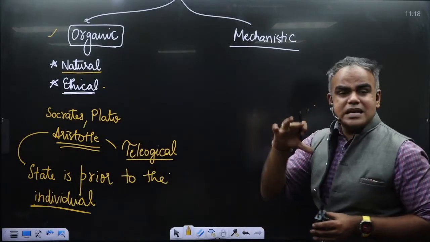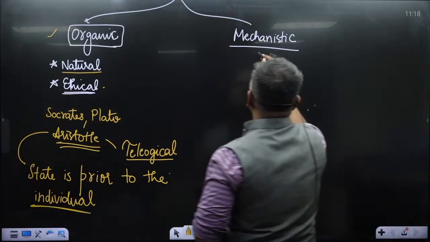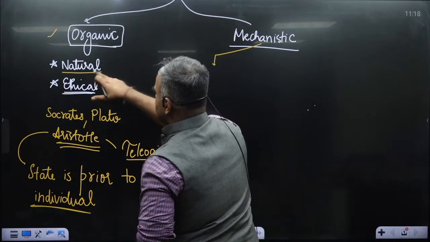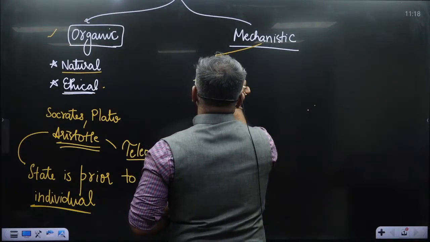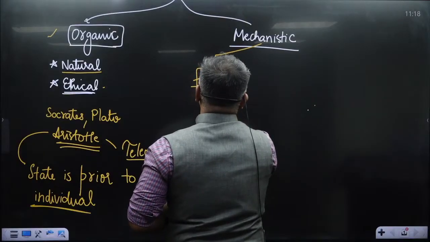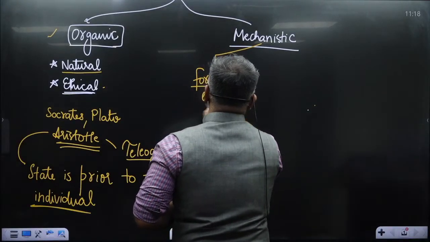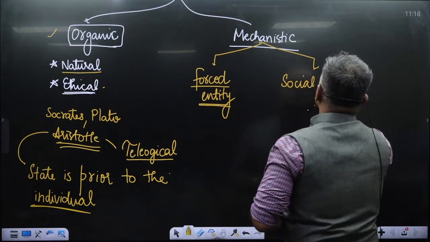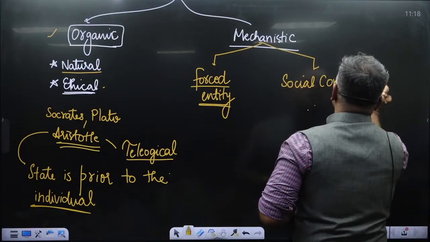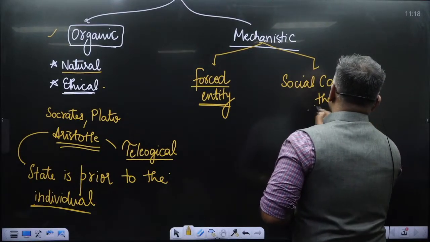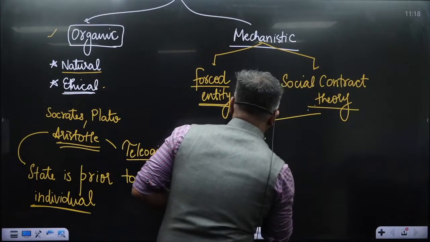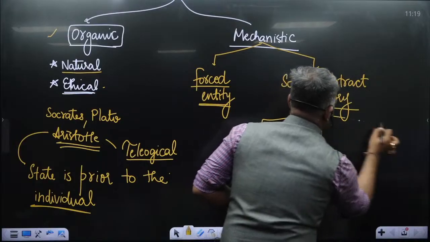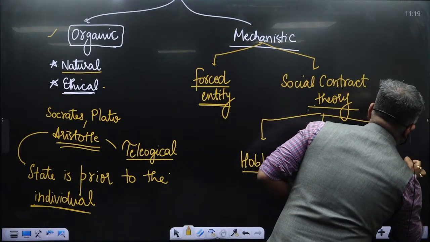Now you have a mechanistic theory of state, okay. Mechanistic theory mein, of course, there is an element that the state is not natural but it is forced entity, and within that you have something known as the social contract theory, and you have very famous social contract theorists. We will see three of them: Hobbes, Locke, Rousseau.